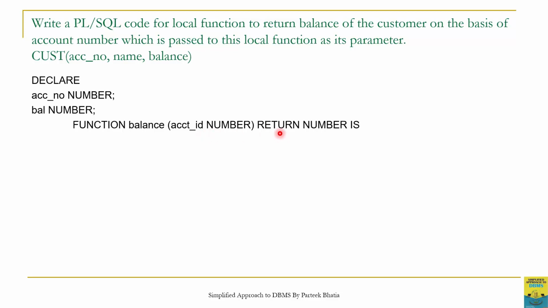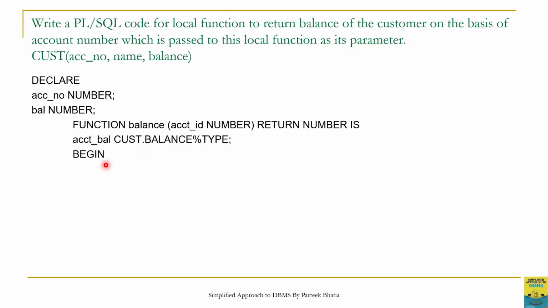This function named balance will return a number type value. Return is part of the syntax. Here we are declaring a local variable account_balance, which is derived from the customer table's balance column. It will have the same data type and size as the customer table balance column.